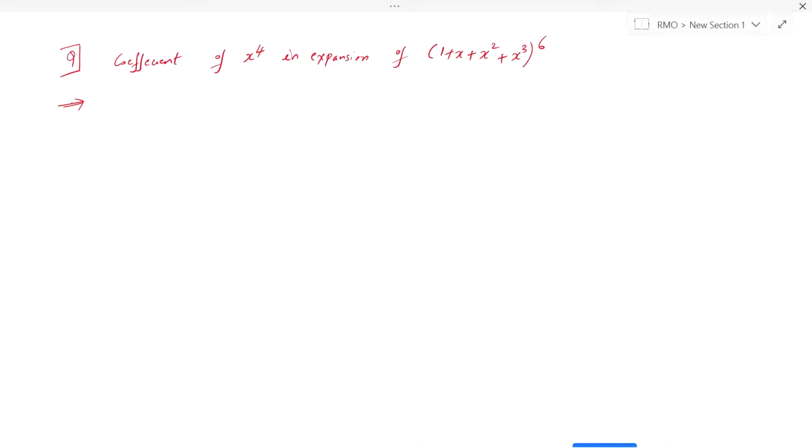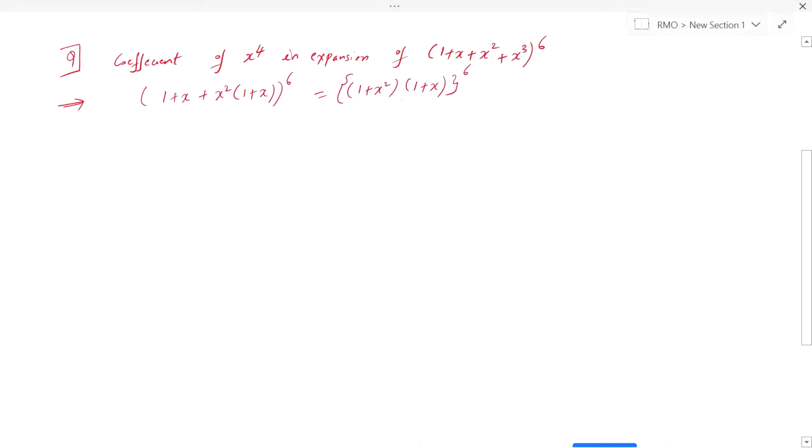Is there some identity for this? No, same as the previous one. First you just simplify this. There is no identity. Take x square common. So x square into (1 plus x) raised to 6. So it's (1 plus x square) and (1 plus x).